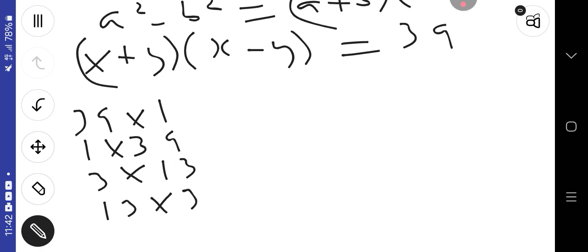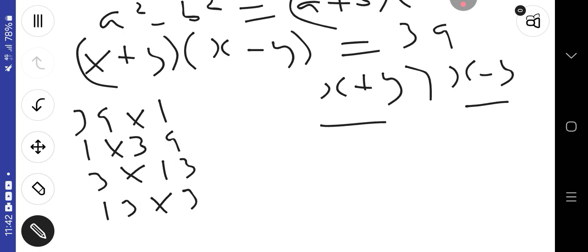Now from the equation, we can say that x plus y is greater than x minus y. So the first part is greater than the second part, and this applies throughout. If that is the case, then some of these options will not hold.